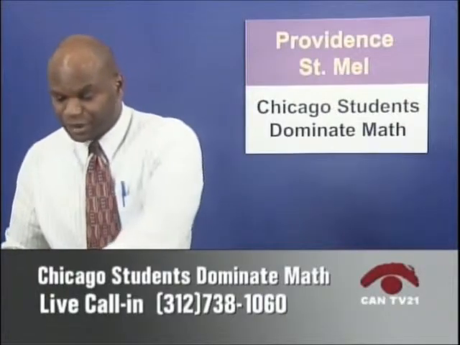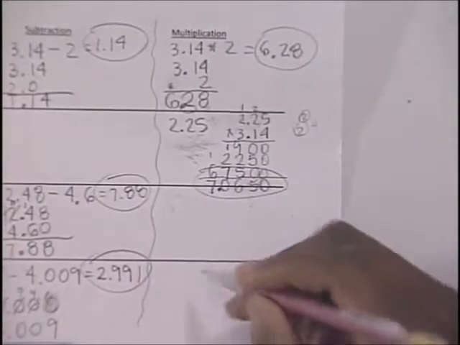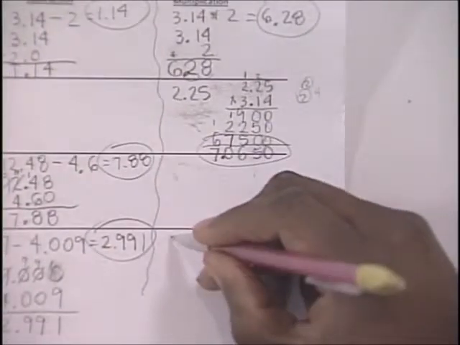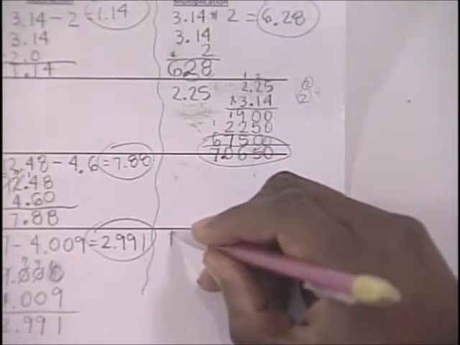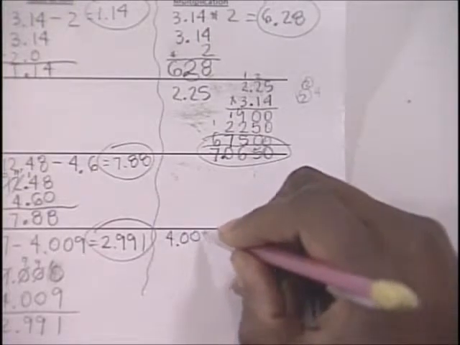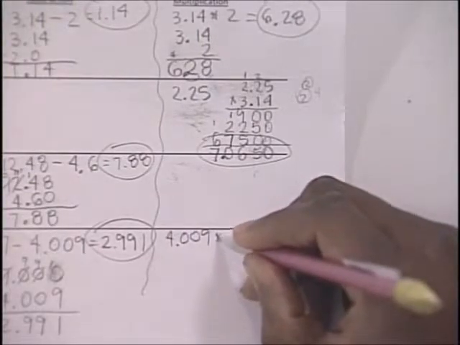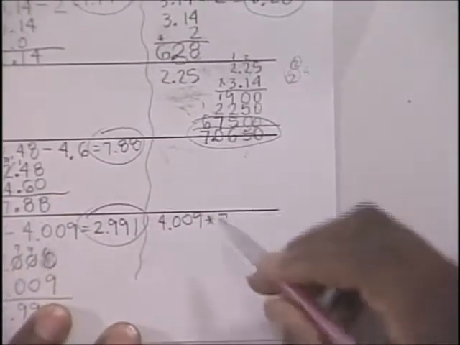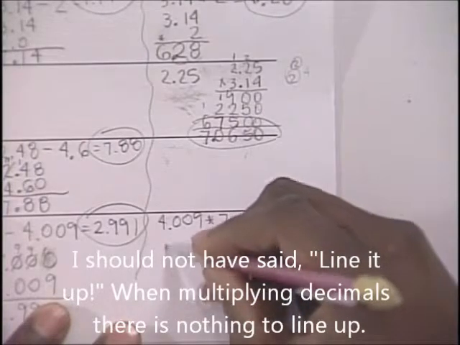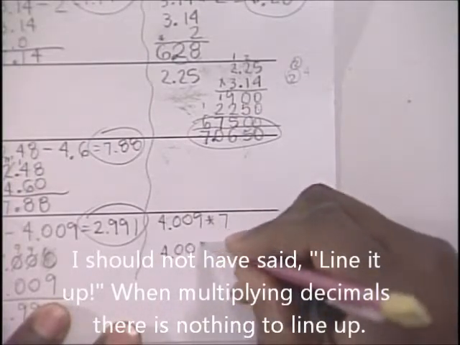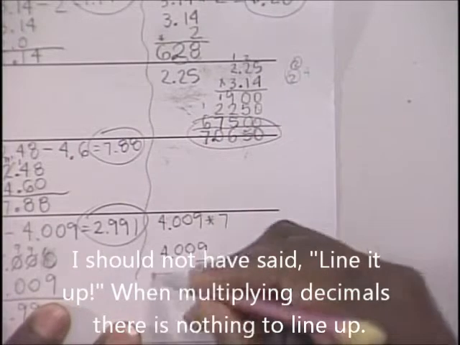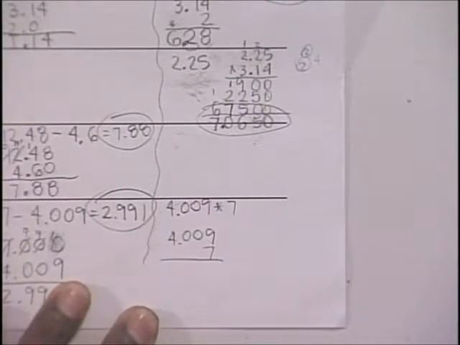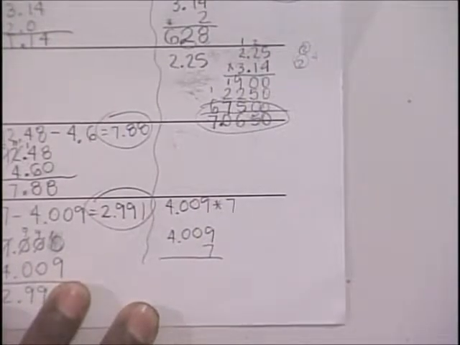Let's say we want to multiply 4.009 by 7. So we line it up, 4.009 times 7. There's no need to make that 7.0. There's no need to do that at all, because we have no intention of lining up the decimal.